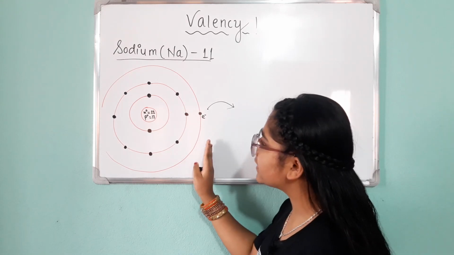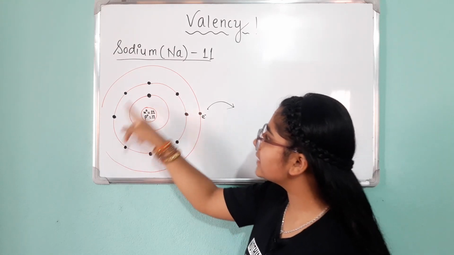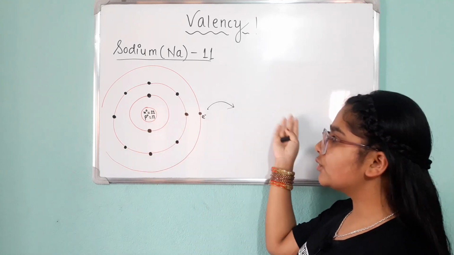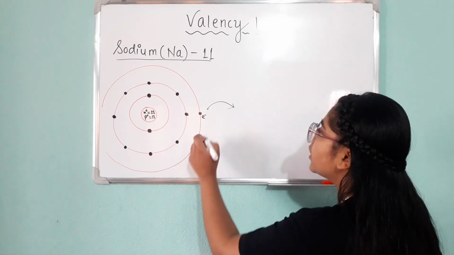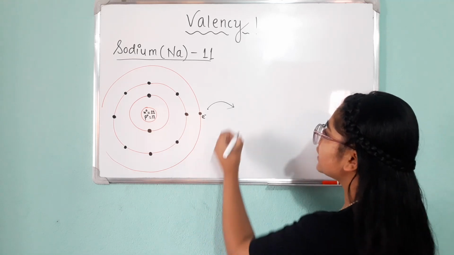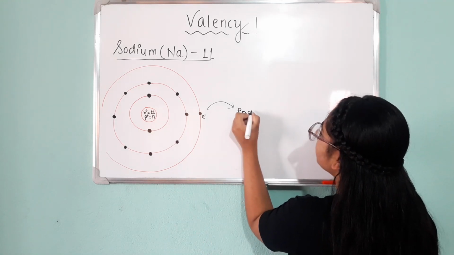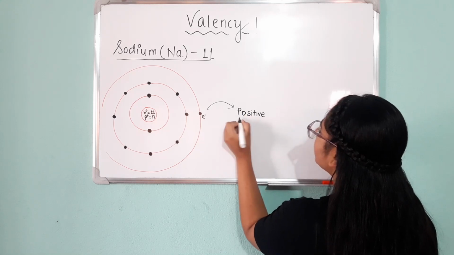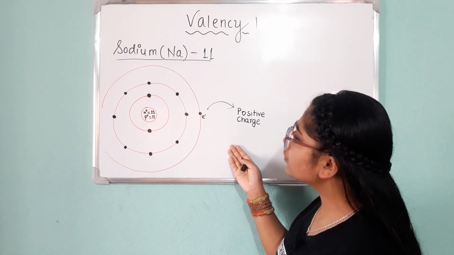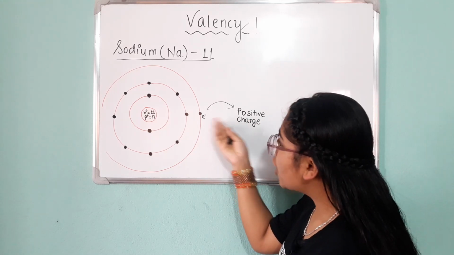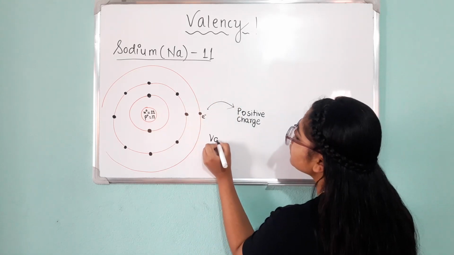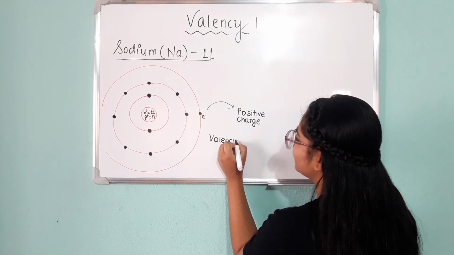So this will now be positive. It has already satisfied the octet state in the second orbit, so no problem. 1 electron is lost. If any element loses an electron, then it will have a positive charge. Now, how to know the valency? See here, how many electrons does this sodium lose? 1 electron. So its valency will also be 1.